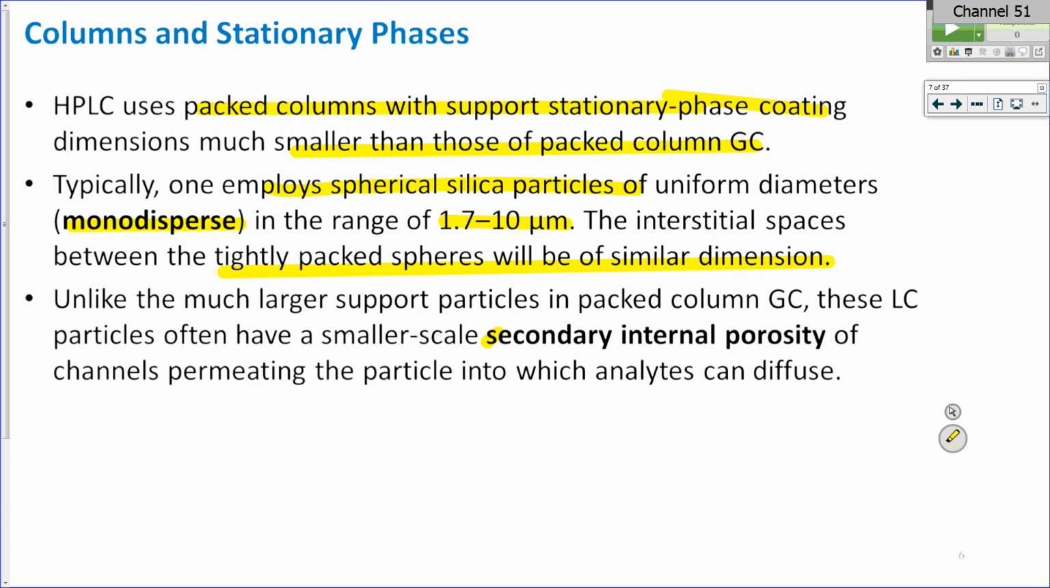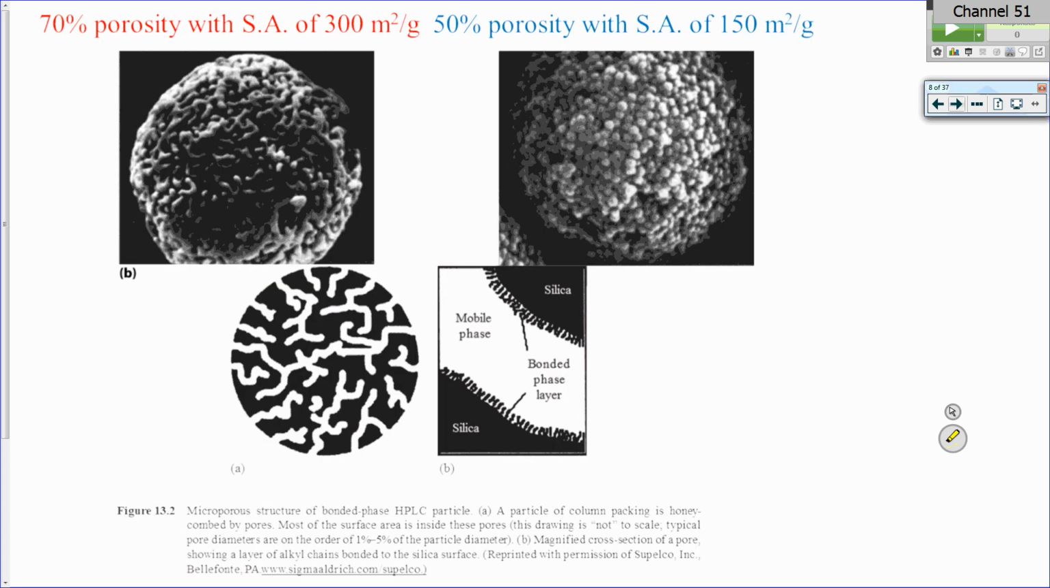So they have channels inside of them that allow the analyte to diffuse inside of the particle and allows for enhanced surface area. I kind of showed you this picture a few days ago, but I'm going to go back to it and add some things to it. Here are examples of two different types of particles. The one on the left is 70% porous, and it has a surface area of 300 square meters per gram. The second one has a porosity of 50%, and it has a surface area of 150 square meters per gram.